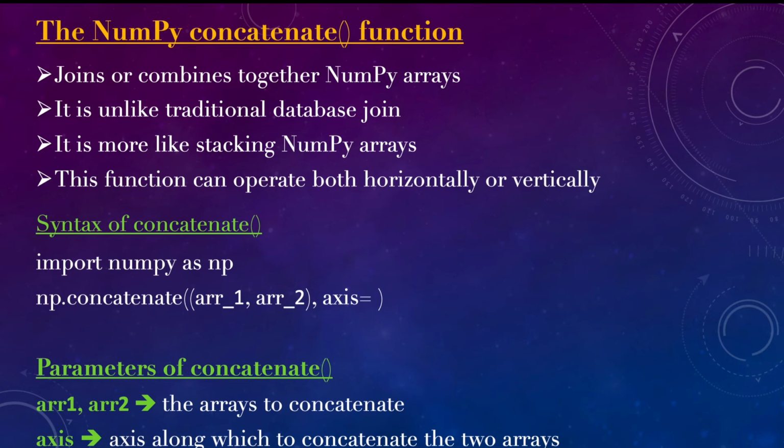So let's see NumPy's concatenate function. The concatenate function joins or combines NumPy arrays together. It is unlike a traditional database join. It's more like stacking the NumPy arrays. This function can operate both horizontally and vertically. Let's see the syntax of the concatenate function. It takes different parameters. The first ones are array 1 and array 2, which specify the arrays we want to concatenate. The next one is the axis parameter, which specifies the axis along which to concatenate the 2 arrays.